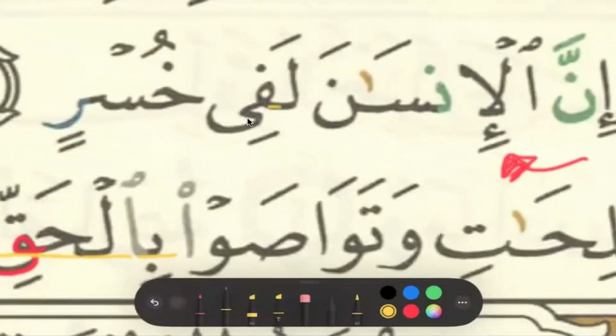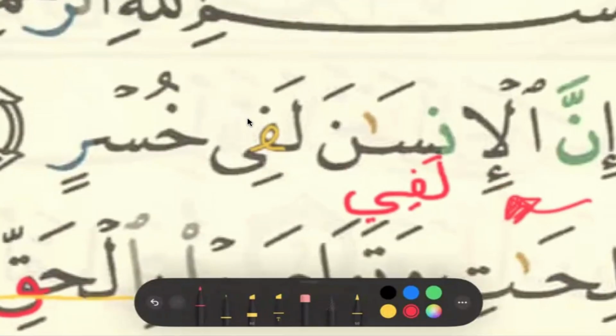Here's a fat connected to a ya. So this word "lefi" could have been written like this: lam, fat, ride the line, and then bring the ya like this. But that's not how it's written here. Rather, it went right into the ya, lam, fat, then brought the ya immediately like that. Both of those are legible and both of those are fine.